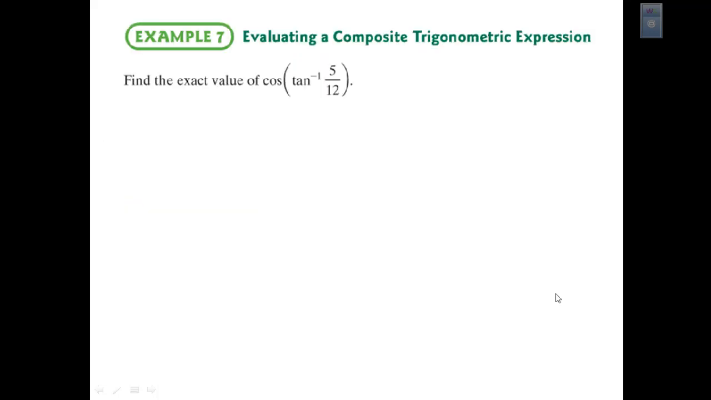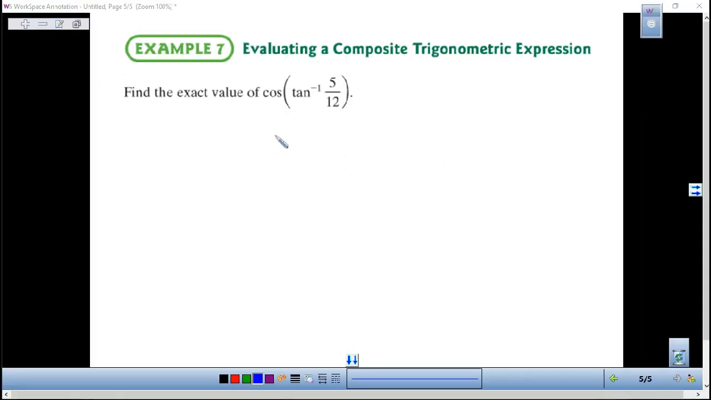All right, so let's mix these up just a little bit and see what we can come up with. Find the exact value of cosine of the inverse tangent of 5/12. I'm going to show you a little trick here. We don't have to grab a calculator. You're going to grab a right triangle. What do we know about tangent? Well, remember, based on theta, the tangent is the opposite over the adjacent. So we've got a 5 here, we've got a 12 here, and doing some Pythagorean theoremism, we're going to get a 13 right there.